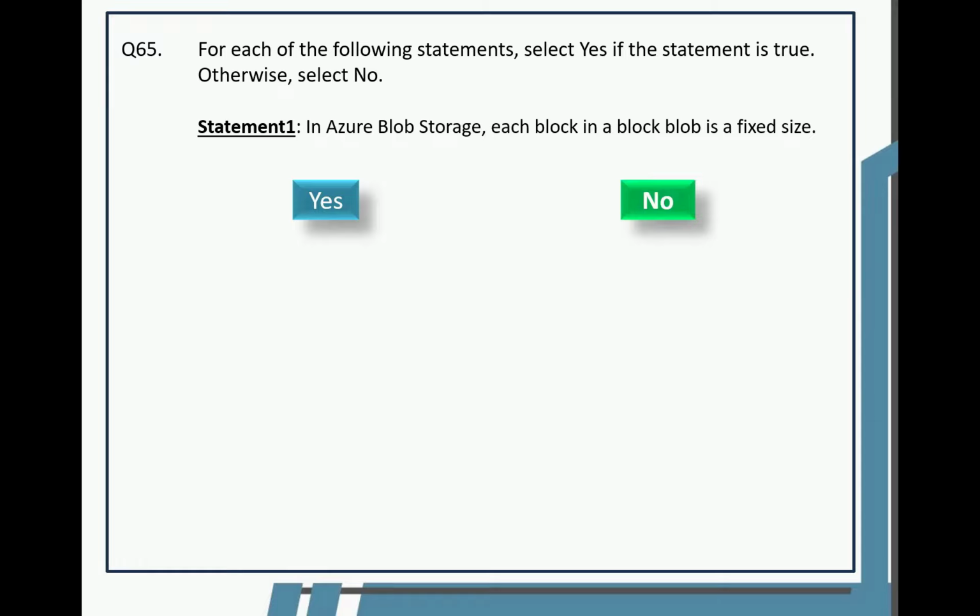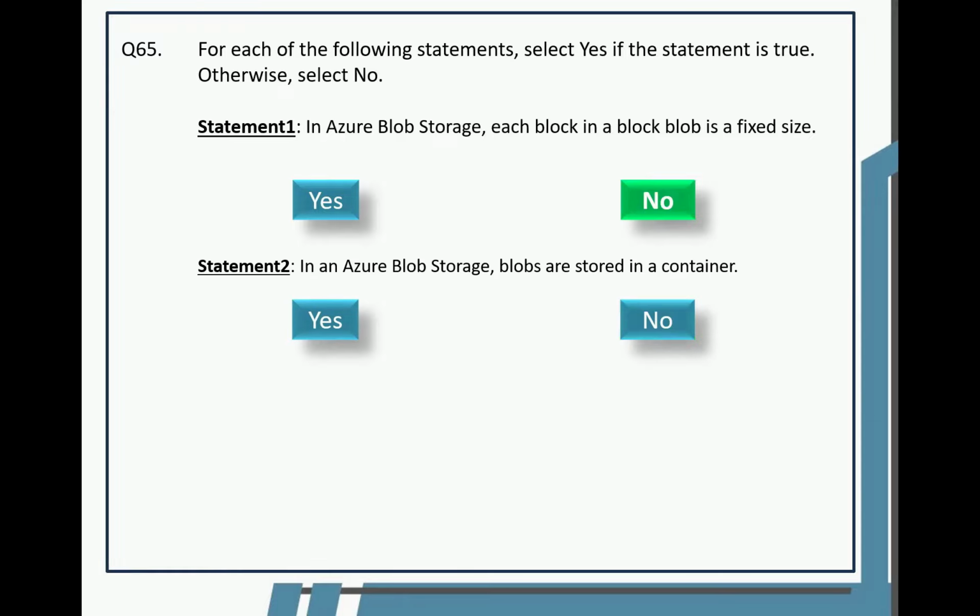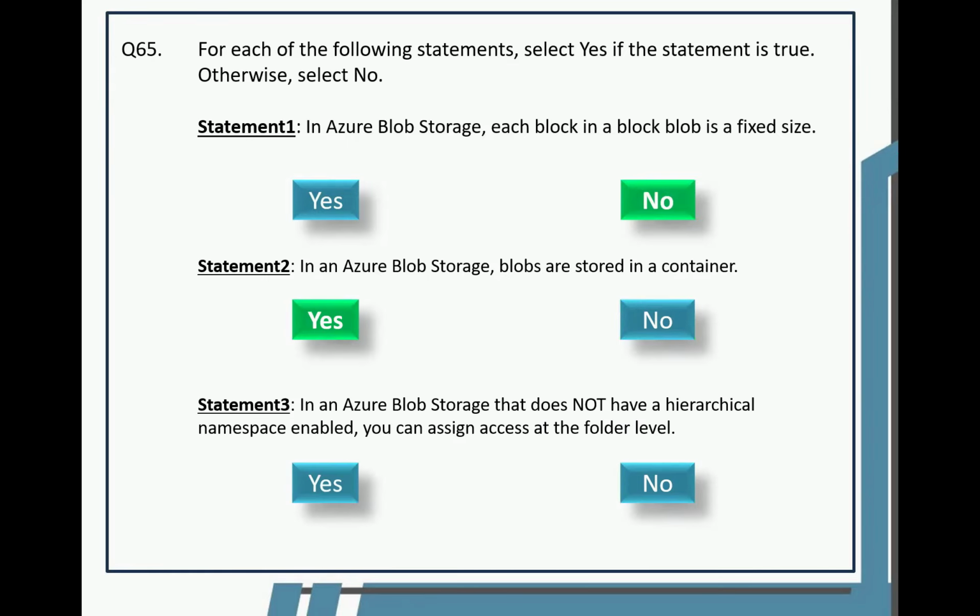Second statement is, in Azure Blob Storage, blobs are stored in a container. This is a correct statement. Containers act like folders that organize blobs, and blobs, which are files or objects, must exist inside a container. Now, the third statement is, in Azure Blob Storage that does not have a hierarchical namespace enabled, you can assign access at the folder level. This is an incorrect statement. Without hierarchical namespace, Azure Blob Storage uses a flat namespace, so you cannot assign permissions at folder or directory level.